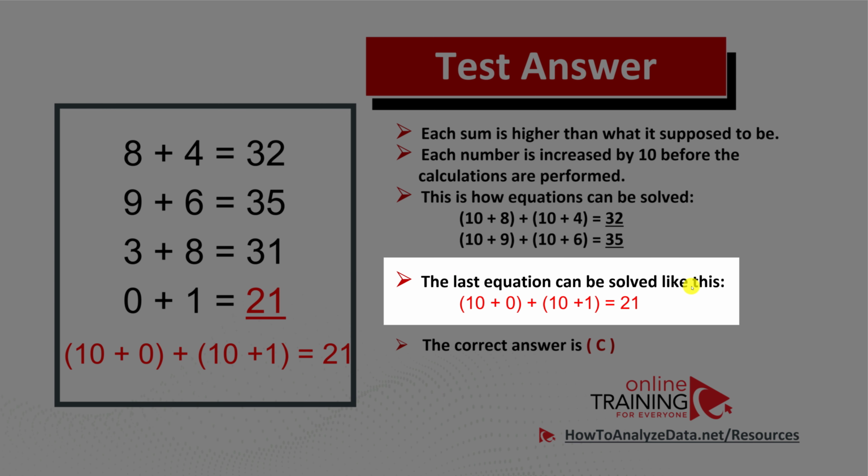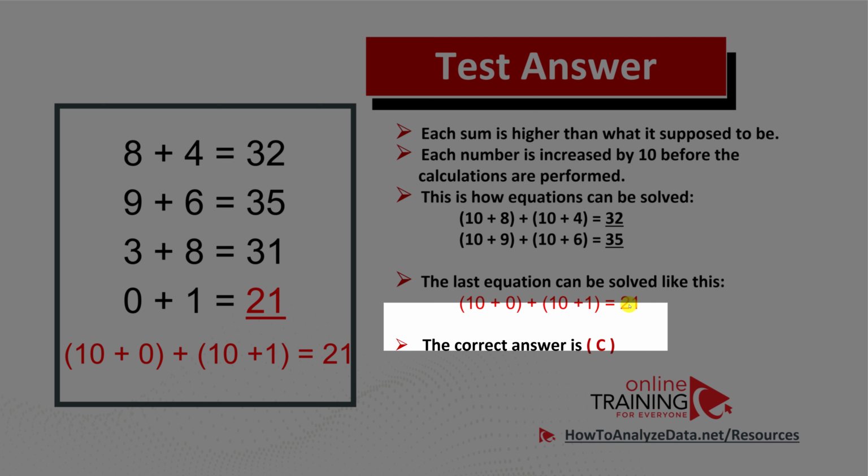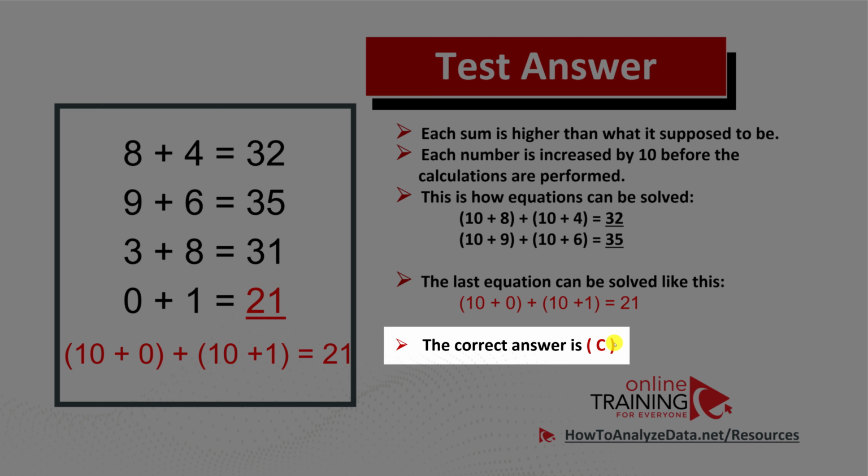And the last equation can be solved like this. 10 plus 0, 10 plus 1 equals 10 plus 11 equals 21. So the correct choice here is choice C, 21. Hopefully by now you know how to answer these types of questions on the test.